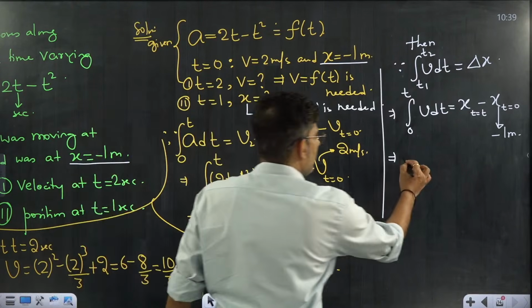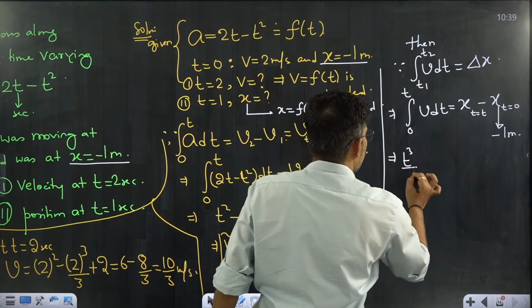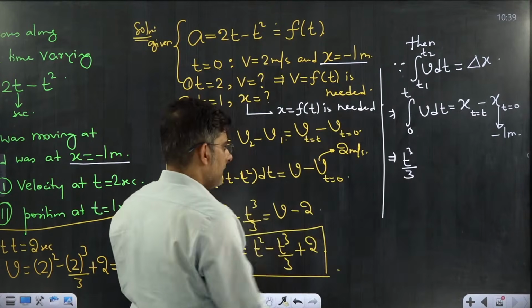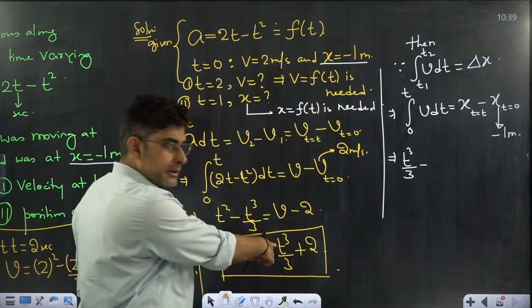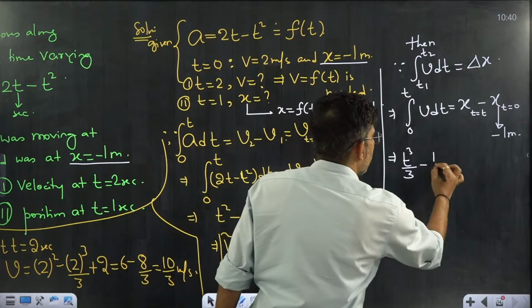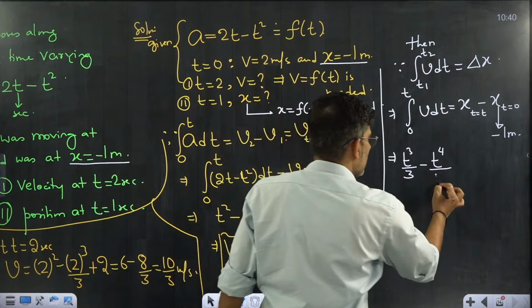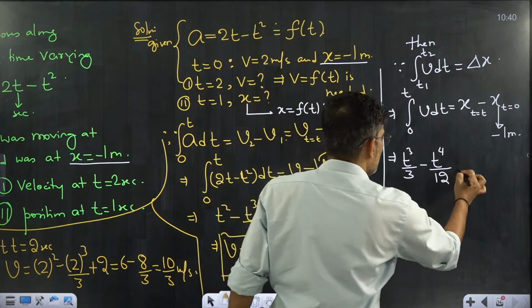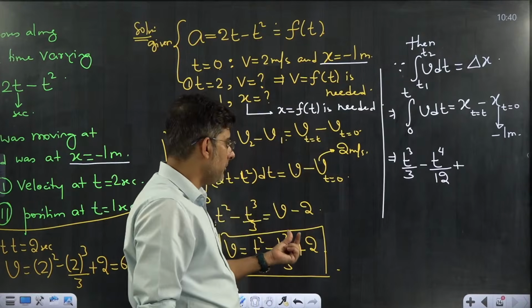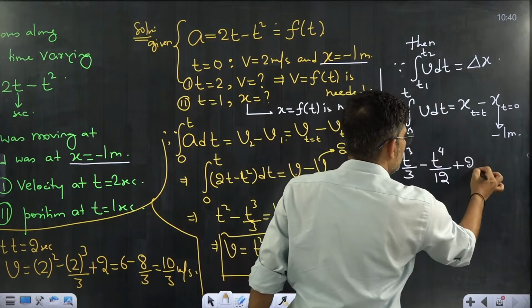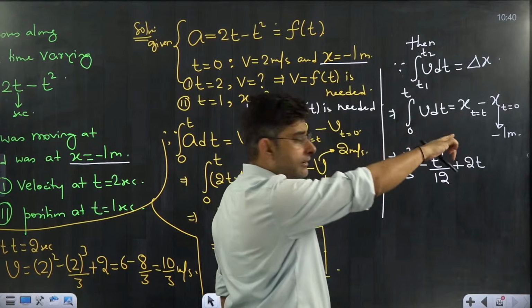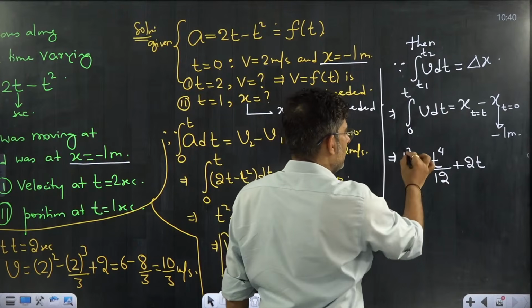t square will become t cube by 3, minus t cube will become t to the power 4 by 4, but there is a 3 also, so 4 3s are 12, plus 2 is alone. When 2 is alone, 2 dt will become 2t. Yesterday we have seen all these examples. 2 dt will become 2t on the left hand side.